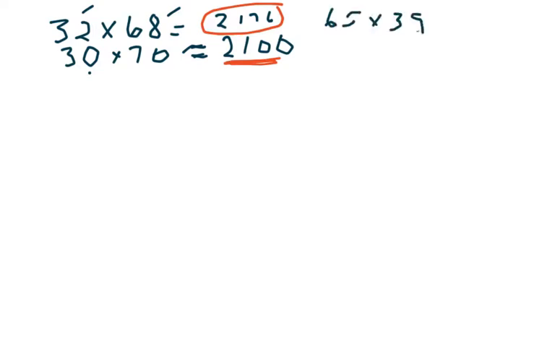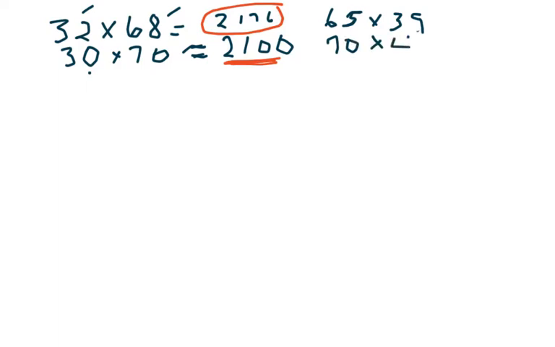Okay, let's try another example. 65 times 39. We want to estimate an answer. So we're going to round these off. 65 is closer to 60 or 70, right? It's either going to be close to 60 or 70. Well, remember we talked about if it was a 5, we would round it up. So we'll round it up to 70.